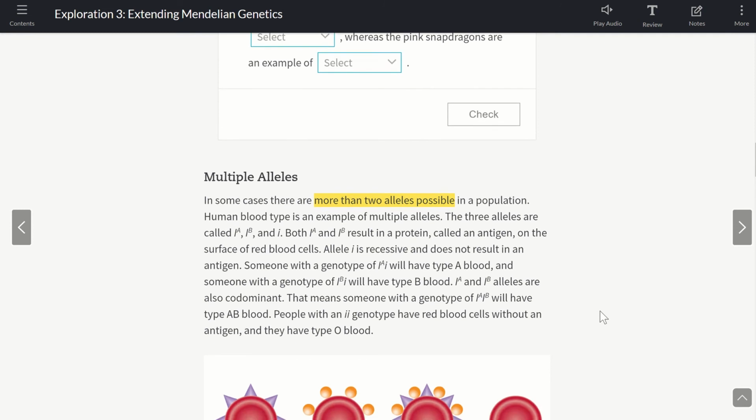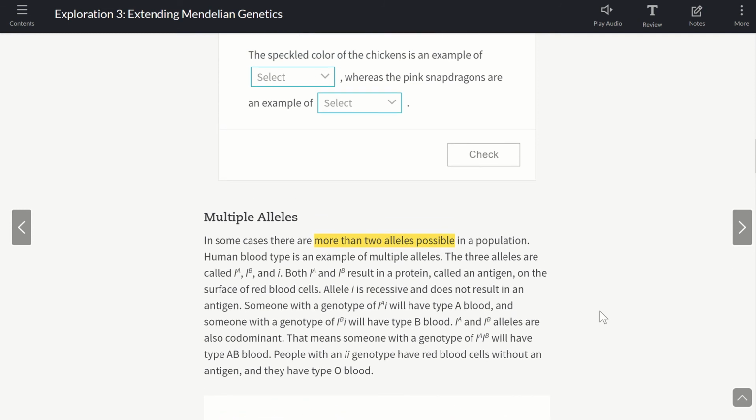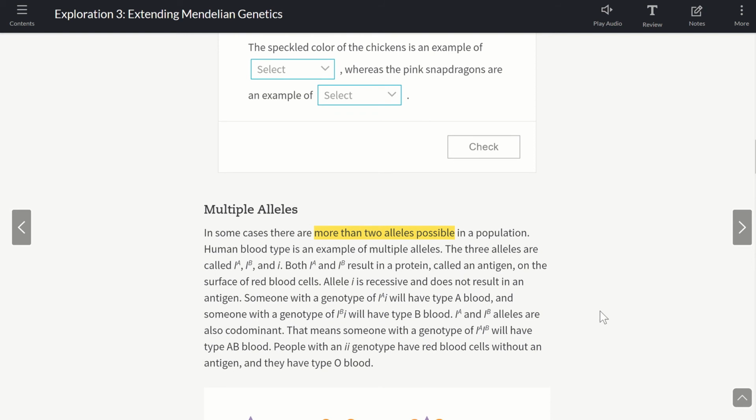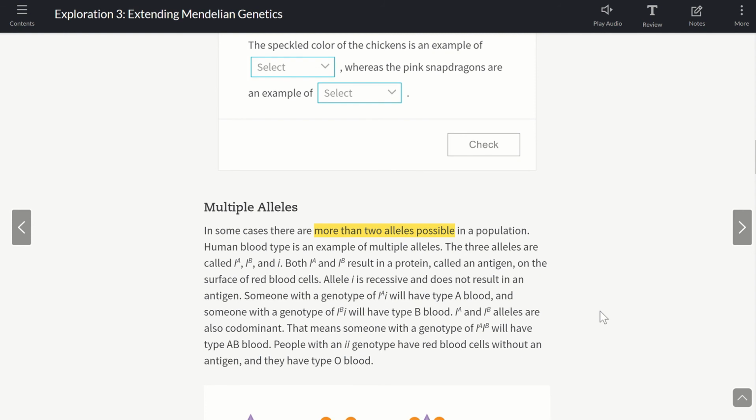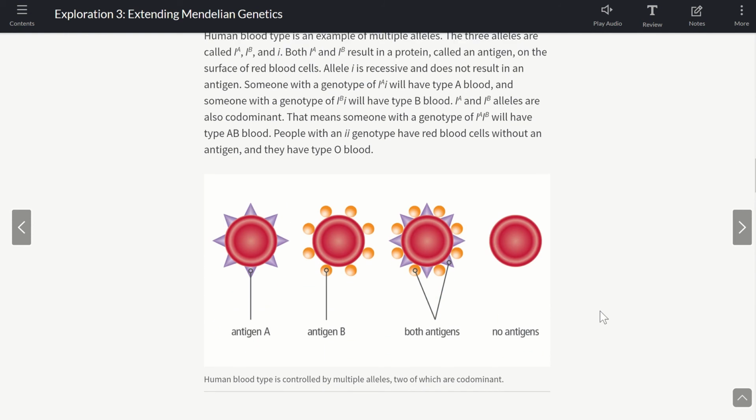Another example of this in humans is blood type. As humans, we actually have three different alleles for blood type. We have what's called a type A, we have a type B, and then you might have heard it described as a type O. Now, blood type is a little bit tricky because this is a pretty cool combination where you actually see incomplete dominance, codominance, and multiple alleles all at the same time, along with Mendelian genetics. So blood type is kind of an example where you'll see multiple different types.